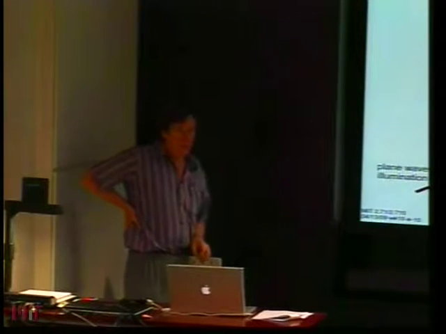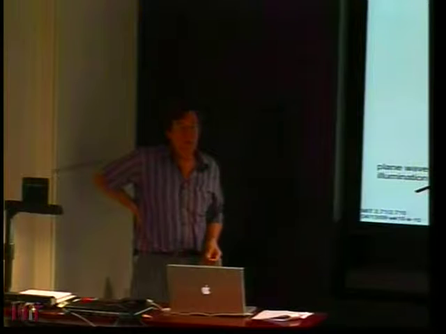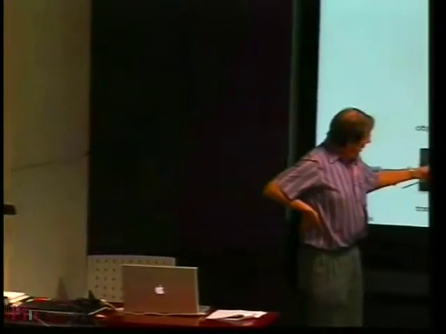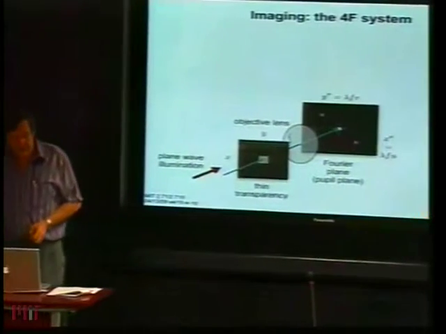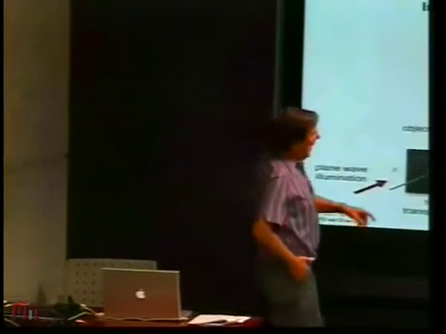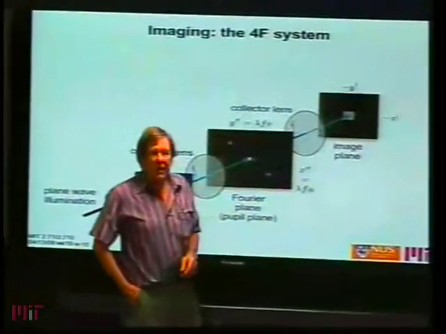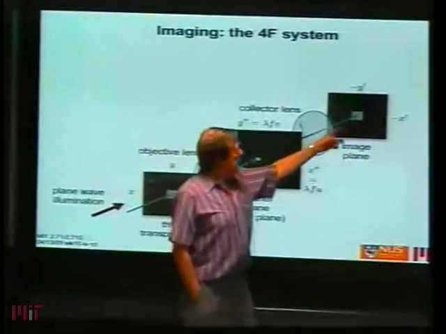Okay, so this is now introducing the idea of what's called the 4F system. So we're going to do it not just once, but twice. This shows what we've had so far. If we've got some particular transparency, we get some particular diffraction pattern in the back focal plane. And then in the 4F system, we do the same again. We now have another lens, which is going to do exactly the same. It's going to look at this pattern and produce its Fourier transform.